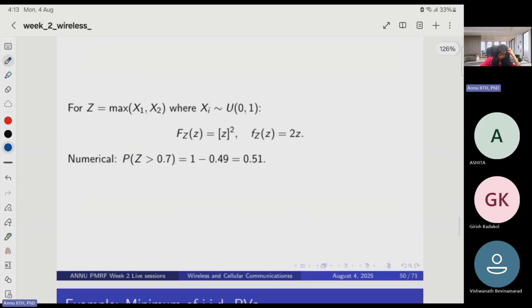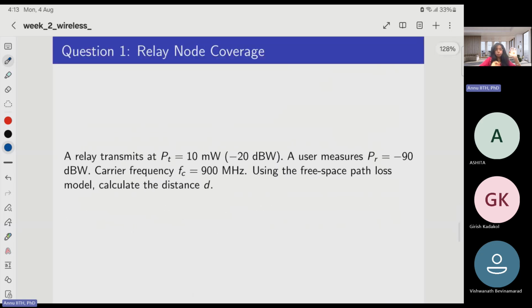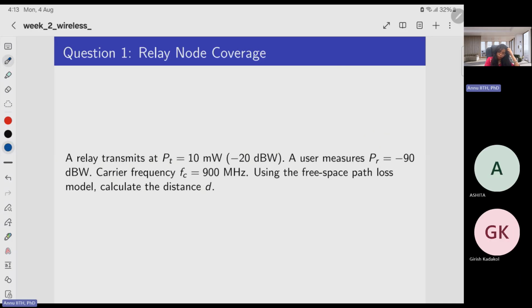These are some questions I have prepared based on probability. First, before that, I will go through the last 10 questions. A relay transmits at PT equals 10 milliwatt, which is equal to minus 20 dB watt. And a user measures power PR equal to minus 90 dB watt. The carrier frequency FC is 900 megahertz. Using free space path loss, calculate the distance.